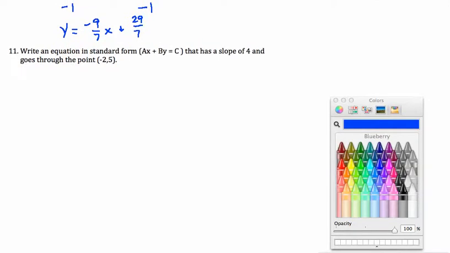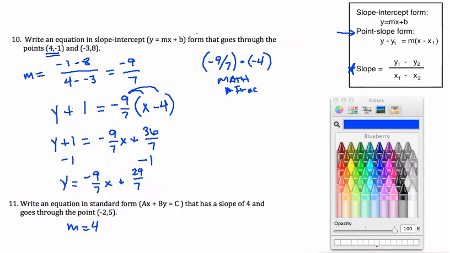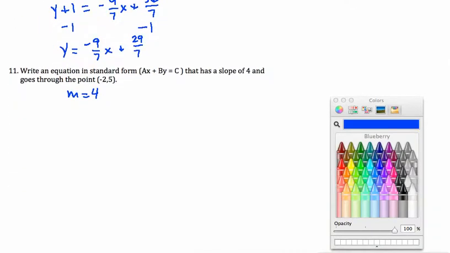And last but not least, let's look at this example, which is writing an equation in what's called standard form, which you don't need to memorize, but I'll show you how to get it into that form. In this case, we're given our slope, and we're given a point. So again, using point-slope form from up here is going to be the most lucrative. So y minus 5 equals 4 times x, and then minus -2, that's +2.